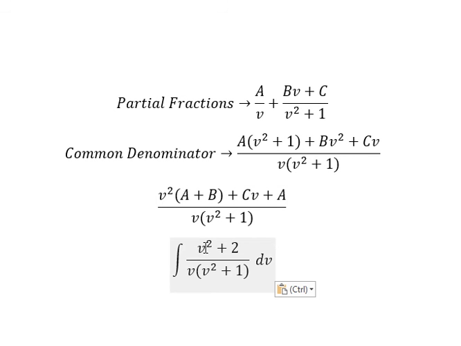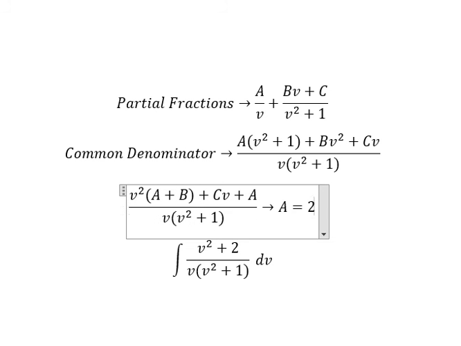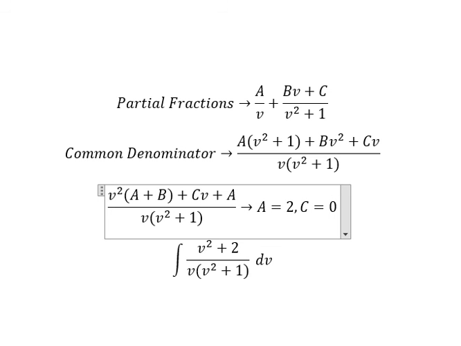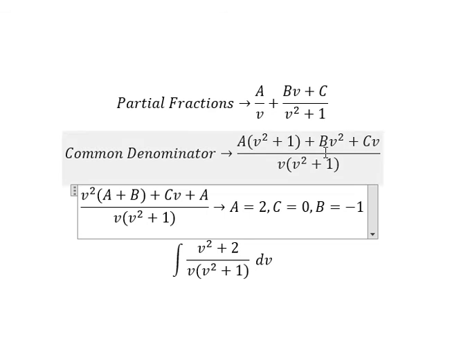We see that for v squared, that means A plus B equals number 1. For Cv, we don't have v, so C equals number 0. A equals number 2. And now we can say that A equals number 2, C equals number 0. So because A equals number 2, if we want to make the coefficient equal to number 1, B should be negative number 1. So we put A equal to number 2 in here, B equal to negative number 1 in here, and C equal to number 0 in here.